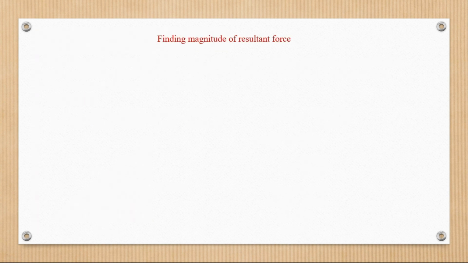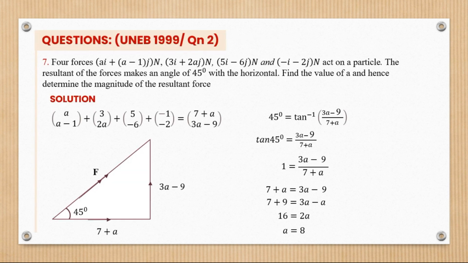So this means that to find the magnitude of the resultant force, I now have the x value equal to 7 plus A, which is 7 plus 8, and that gives me 15. Then at the bottom I have 3 times 8, which is 24. 24 minus 9 is 15, as we shall see.